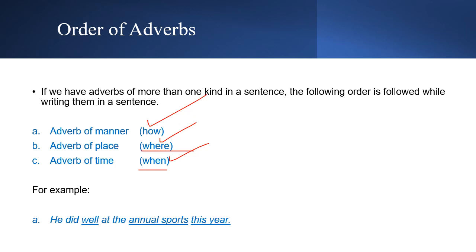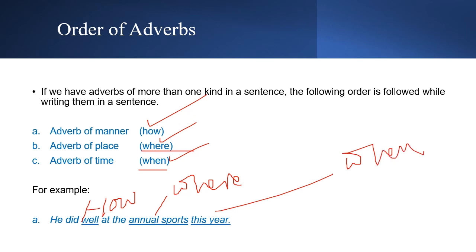Look at this sentence. He did well. Ask yourself, how did he do? You would answer, he did well. At the annual sports: what was the occasion, or where was it? At the annual sports. And what was the time? It was when? So for example, he did well at the annual sports this year.